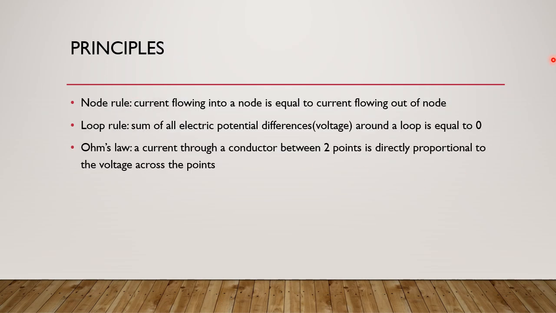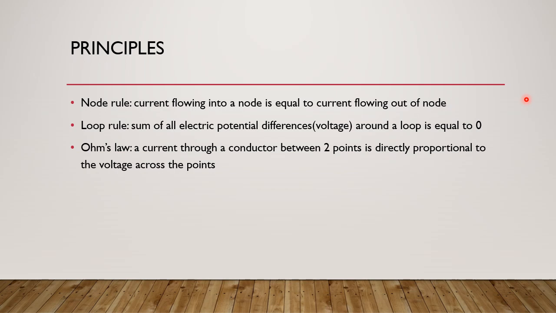Let's talk about our principles. First of all, the node rule, which states that current flowing into a node is equal to current flowing out of a node, essentially a conservation of current. And the loop rule, which is that the sum of all electric potential differences, also known as the voltage, around a loop is equal to zero.